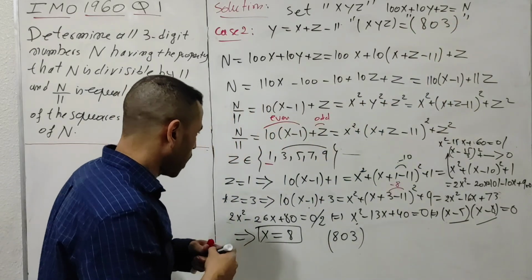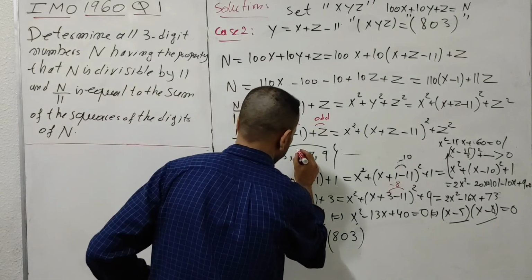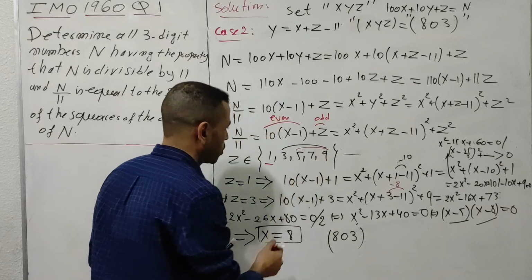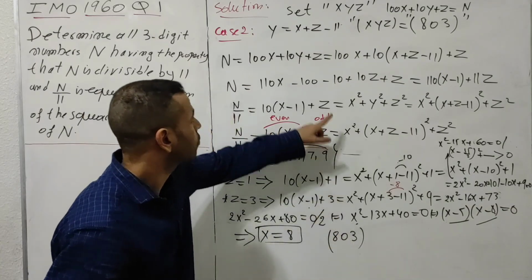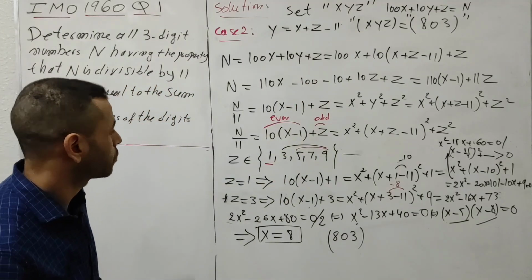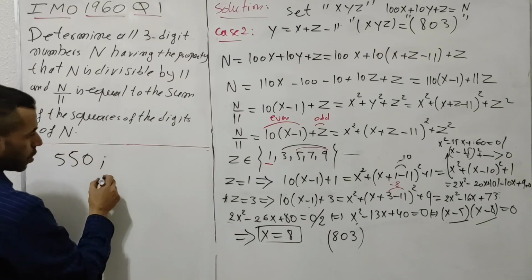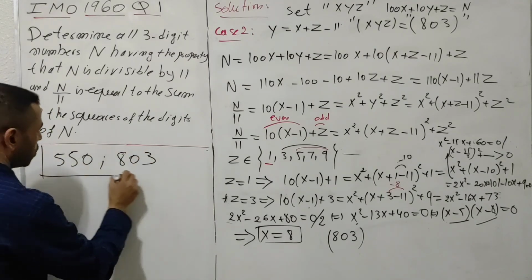In order to find other digit numbers, when you calculate 5, 7 and 9, you find a contradiction. That means there is no digit number. The only digit numbers that we have are 550 and 803. This is the only digit that we have.